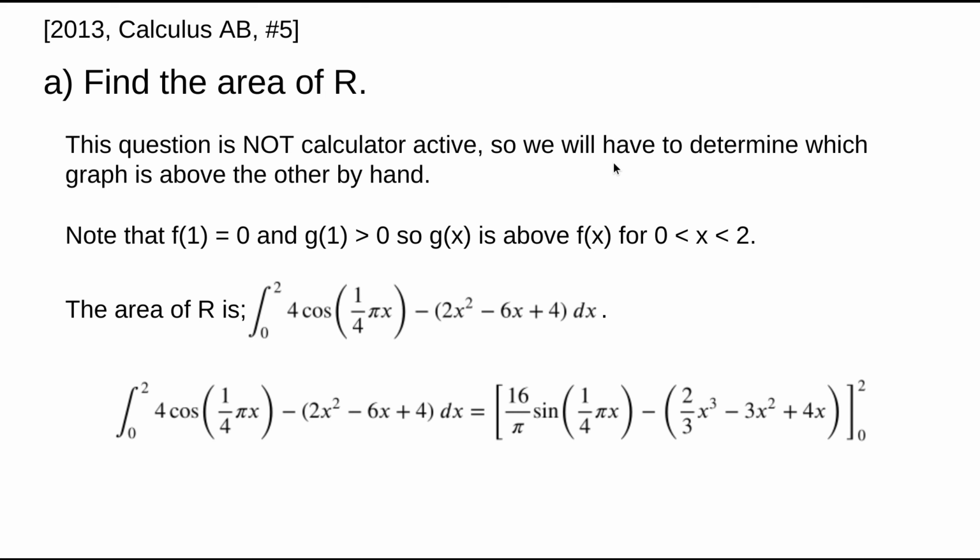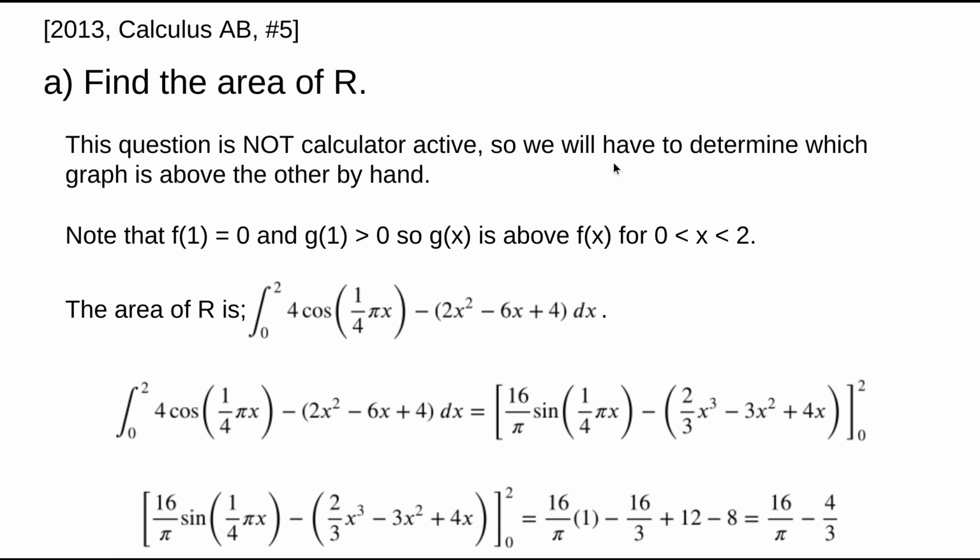Although all of these antiderivatives can be found without a calculator, these would all fall under that category of things you should be able to do by hand. So to calculate this area, I do need to find antiderivatives for this entire thing. The antiderivative of 4 cosine pi fourths x is 16 over pi times the sine of pi fourths x. And the antiderivative of 2x squared minus 6x plus 4 is 2/3 x cubed minus 3x squared plus 4x. Typical anti-differentiation power rule. And then I need to evaluate this between 2 and 0.